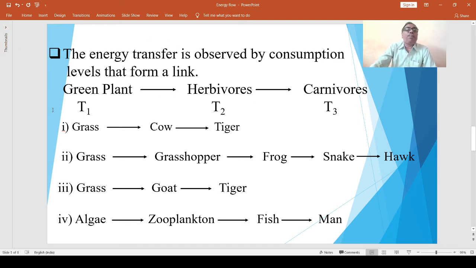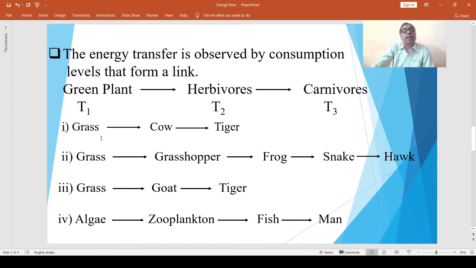In the consumption of food or energy, there are different trophic levels. These are T1, trophic level 1. At trophic level 1, there is a green plant. At trophic level 2, herbivores are there. At trophic level 3, carnivores are there. In any food chain, prey and predator are the two major components. This leads to a single food chain.